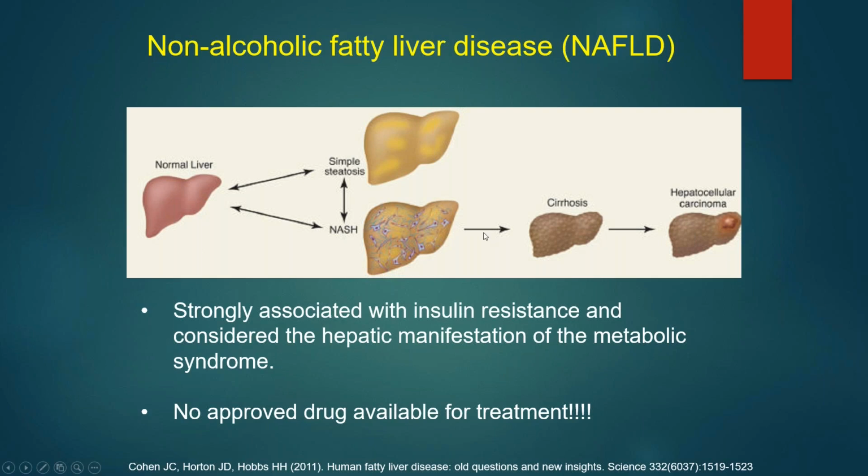And in some cases, patients may progress to even more severe cases of cirrhosis and also end up having hepatocellular carcinoma. And unfortunately, there is still no approved drug for treatment of non-alcoholic fatty liver disease. So the only way you can go back to a normal liver is through exercise and lifestyle modification. But as you know, this is not very possible for everyone. So there's an urgent need to develop therapies and drugs for the treatment of NAFLD.